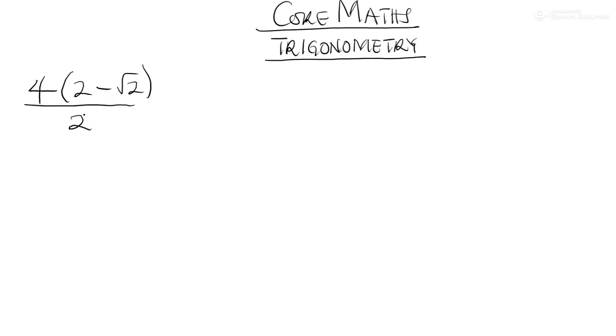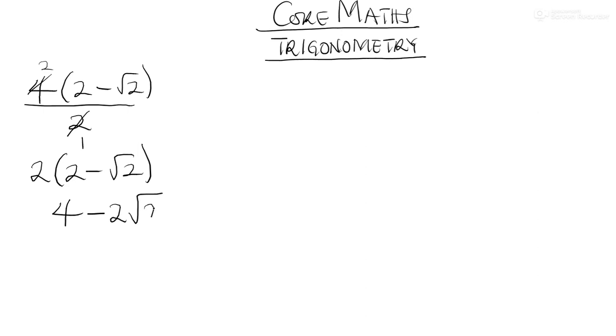Okay, then this will cancel this 2 times. So we are going to have 2 into bracket 2 minus root 2. And when we expand, we are going to get 4 minus 2 root 2. So 4 minus 2 root 2 is the answer to the question. So students, this is the solution to the assignment.